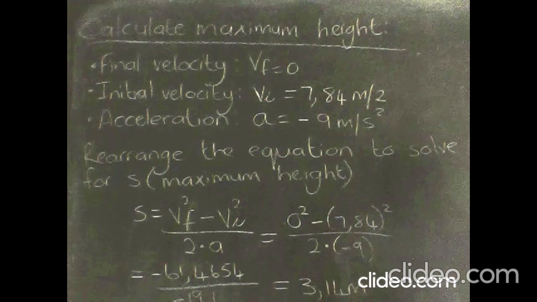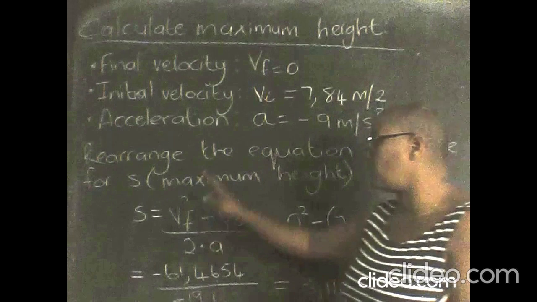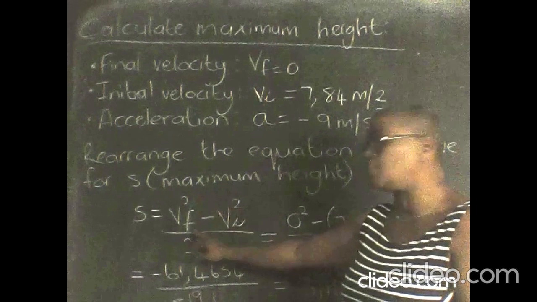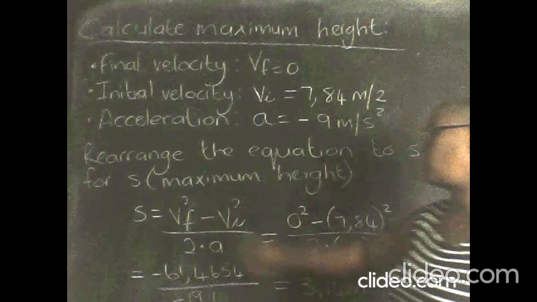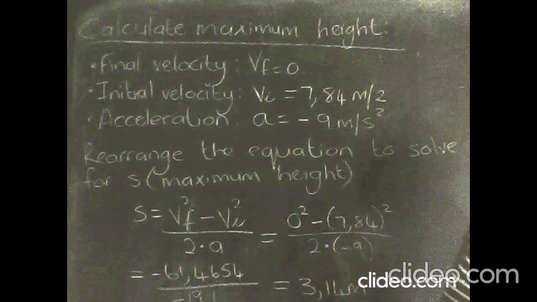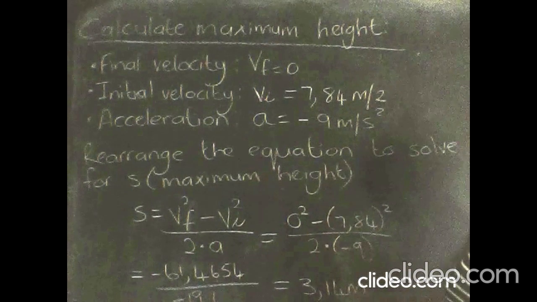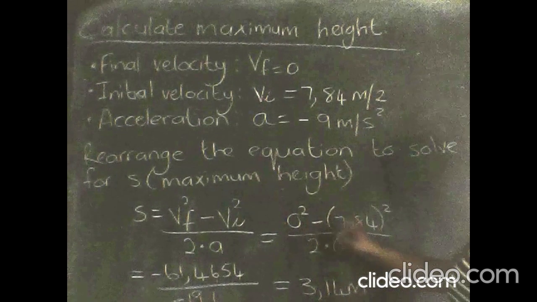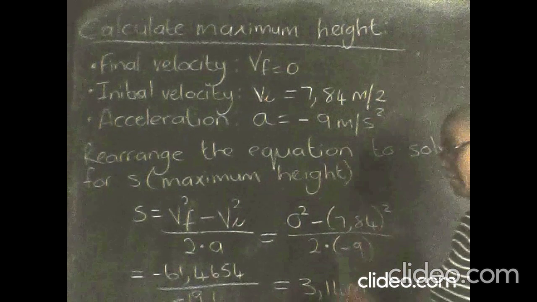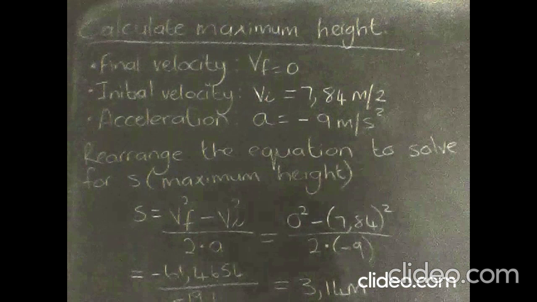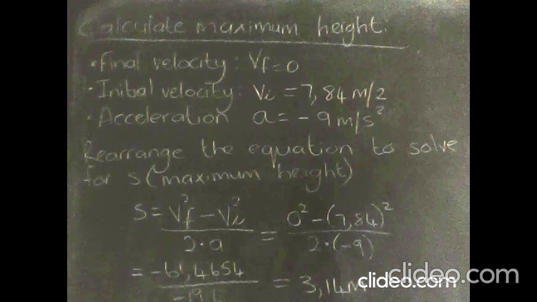The formula that we will be employing in this instance is velocity v squared, and this is the final velocity squared, minus initial velocity squared over 2 multiplied by the acceleration. So then we substitute the values, 0 squared minus 7,8 squared over 2 times negative 9. I just included the extra step to show you what the answer was before we gave the final one.